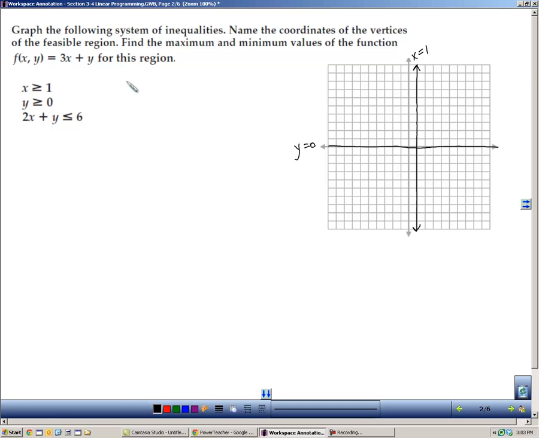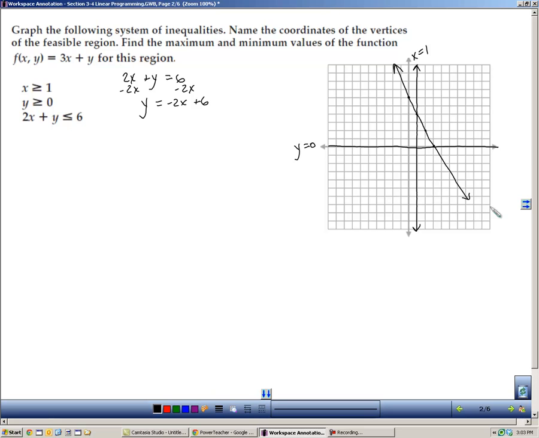Last one is this one. I'm going to make a boundary: 2x plus y equals 6. Subtract 2x, so y equals negative 2x plus 6. That means I'm going to start up here at 6. That's my y-intercept. And then do a rise of negative 2 to the right 1, negative 2 to the right 1, negative 2 to the right 1. That's going to be a solid line, so I'll just sketch it here.